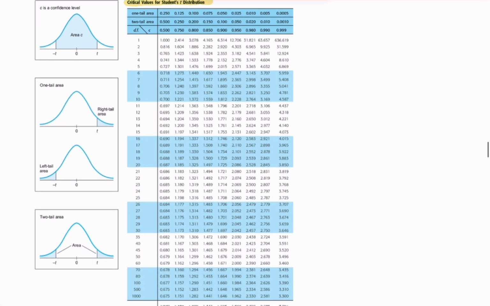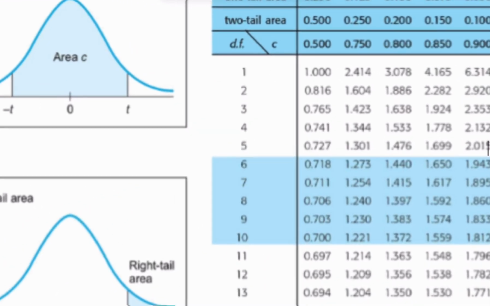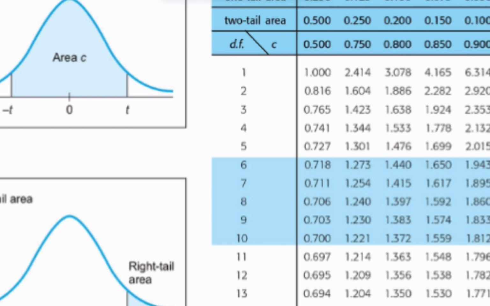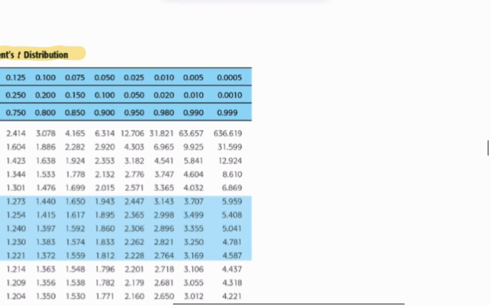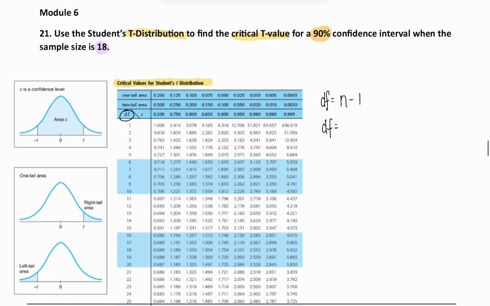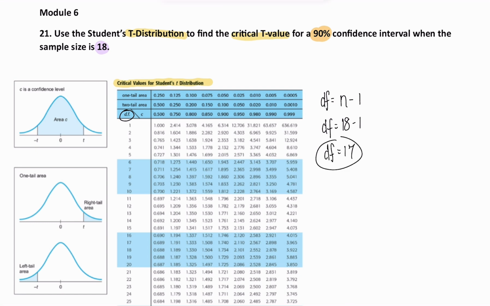Now, if we recall from this table, this first column here that defines all of our rows is based off of degrees of freedom. So we're going to need to calculate the degrees of freedom, which is everyone's favorite equation, n minus 1, where n is your sample size. The sample size was given to us as 18, so we're going to subtract 1 from it, and our degrees of freedom is going to be 17.